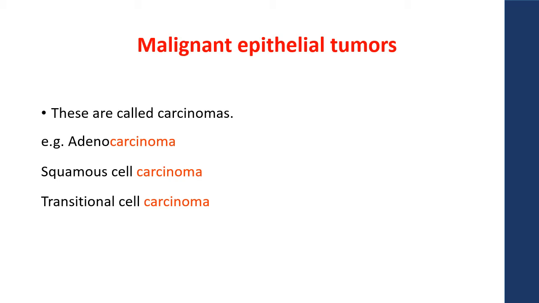Also, squamous cell carcinoma: malignant tumors arising from squamous epithelium. A benign tumor arising from squamous epithelium, we call squamous cell papilloma. Transitional cell carcinoma is a malignant tumor arising from transitional epithelium of the urinary system. Transitional cell papilloma is a benign tumor, while transitional cell carcinoma is a malignant tumor.